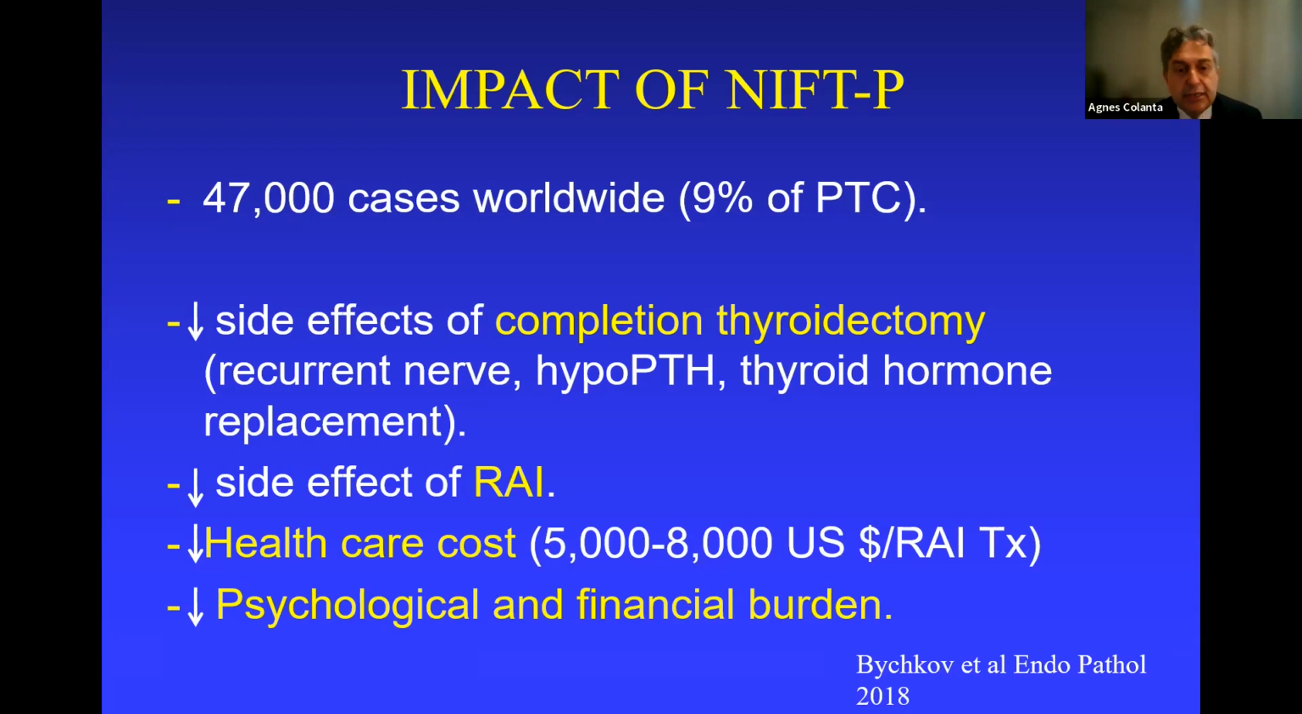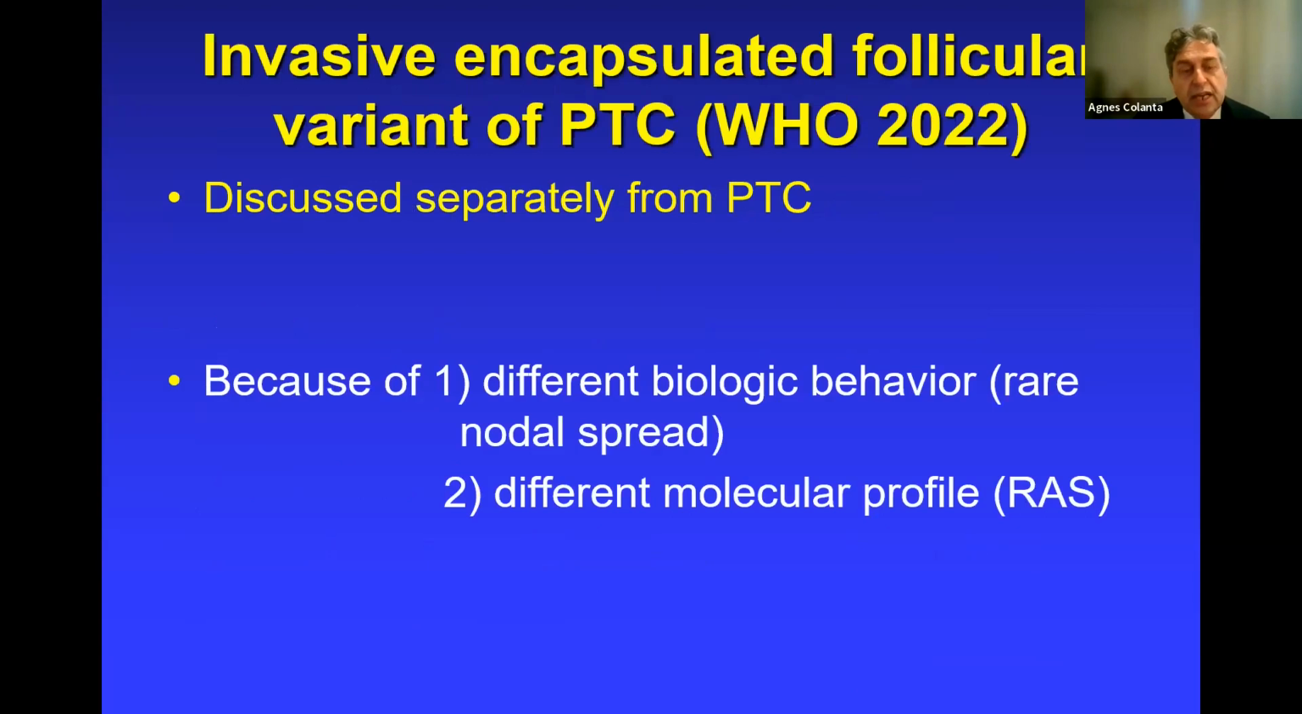We spoke about it. Of course, there are the healthcare costs. These are very odd numbers, but it's much more expensive in the US to have a completion lobectomy and to give radioactive iodine. And also the psychological and financial burden of a cancer diagnosis. We never talk about it, but there is definitely a big psychological and financial burden. For example, in some countries, the bank won't give you a loan to buy an apartment if you have a cancer diagnosis.